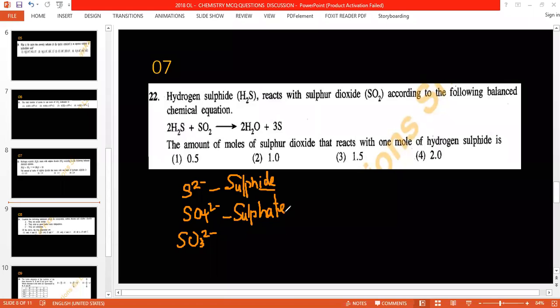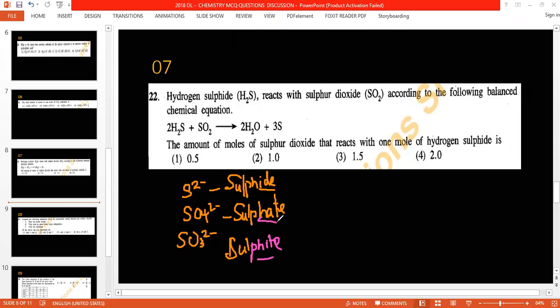Fade. And this is sulfite. Look at this one. Sulfite. This is the difference between these three. So sometimes you will get confused here.